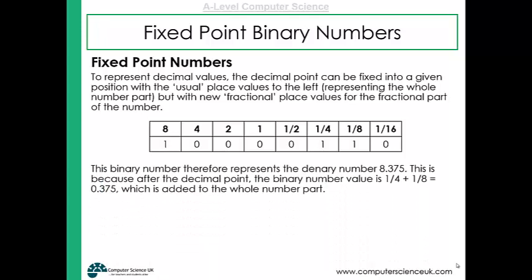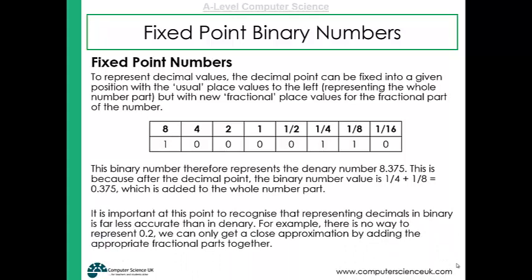So this binary number represents 8.375. Now it's easy to see that 8 is the whole number part of that decimal number, because there's a 1 under the 8, there's nothing under the 4, nothing under the 2, and there's nothing under the 1. Now on the right hand side it's representing 0.375 because it is one lot of a quarter and one lot of 1/8. If you add those two together you get 0.375. So here we've got 8.375.